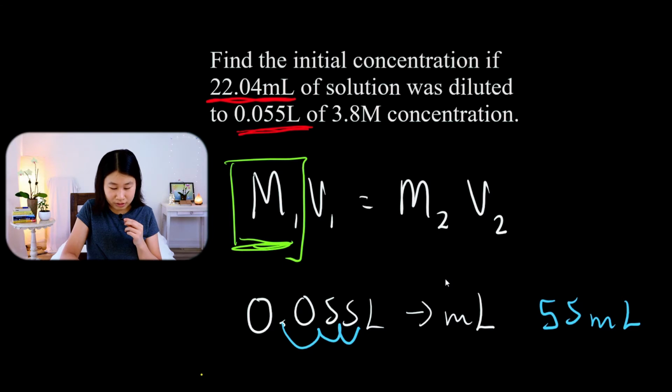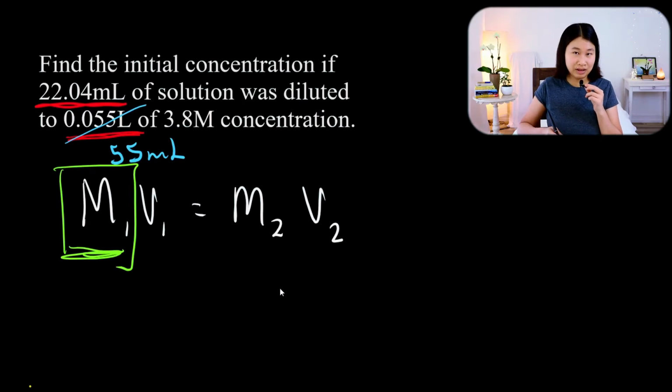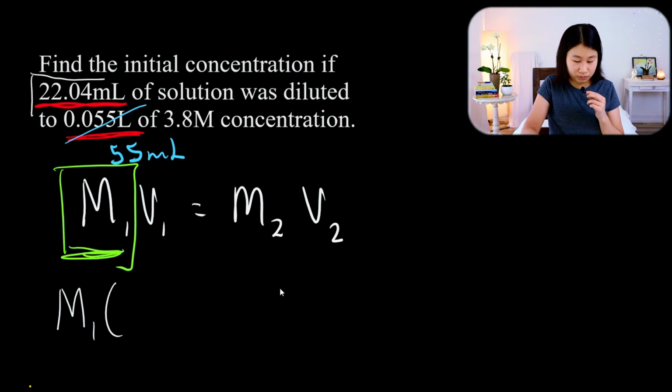Right, so I will replace this number with the number we found in milliliters, which is 55. Now let's start plugging in the numbers to solve this question. We're trying to find M1, which I will write as its variable form, and then we're going to plug in values for the values that we know. So V1 is going to be 22.04, and that unit will be in ml.